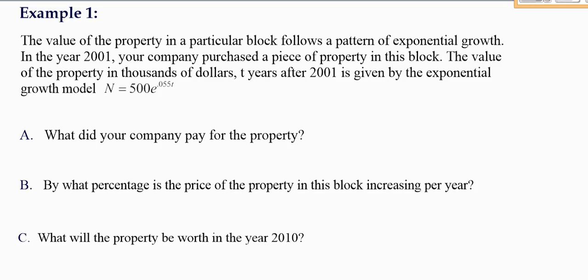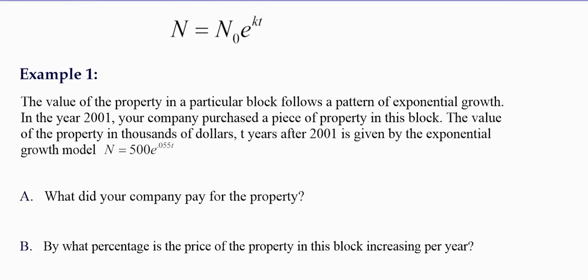So the property value for a particular block follows a pattern. In 2001, you purchased it for, well, it doesn't tell you how much. And here's the equation that models the growth. So referring back to our basic equation, N equals N naught e to the kt, N naught is whatever that was at the beginning, at time 0.